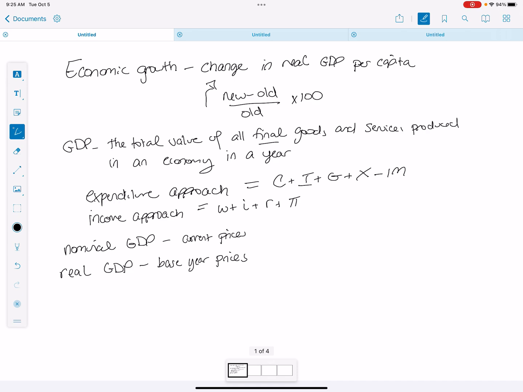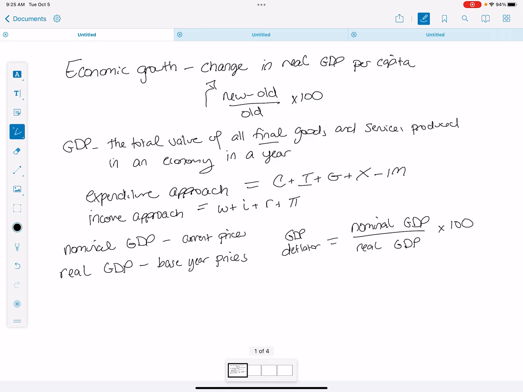Well, how do we do that? We actually have a formula that includes both nominal GDP and real GDP. We've looked at this formula already: nominal GDP divided by real GDP times 100. Do you remember what that formula was for? Well, that's the formula for the GDP deflator.